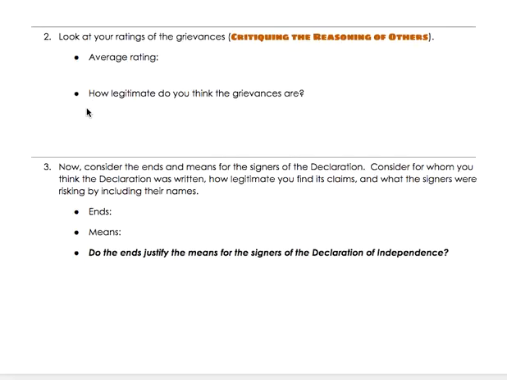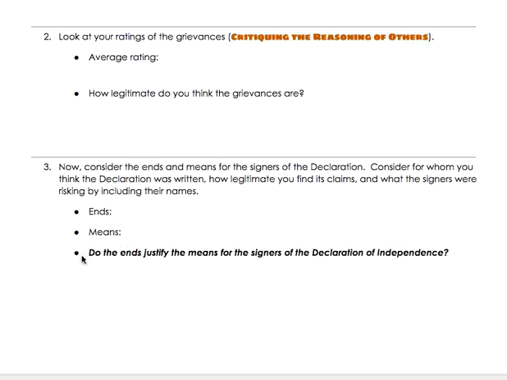Then finally, all of that will help you to answer this final reflection question. Think about the ends and means for the signers of the Declaration. What were they hoping to accomplish? That's their ends. And what were the means they needed to accomplish that? Think about what they were risking. What were they putting on the line by signing that piece of paper?